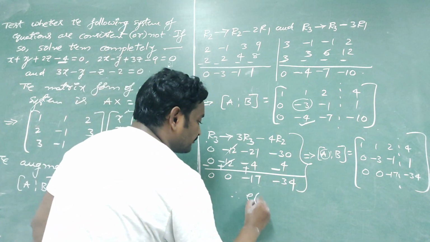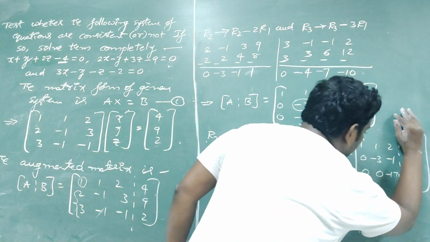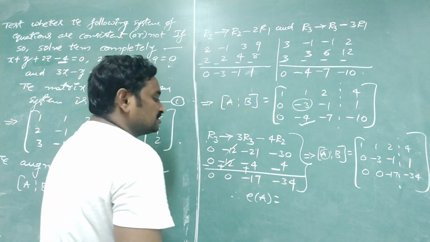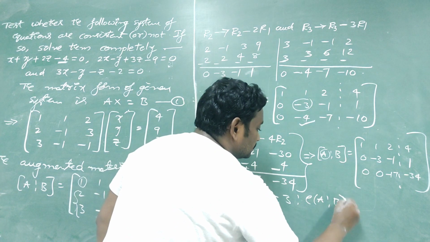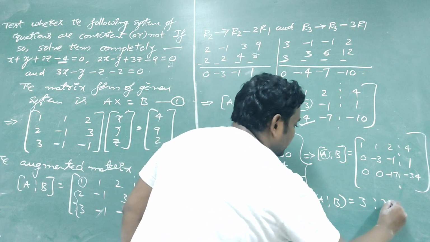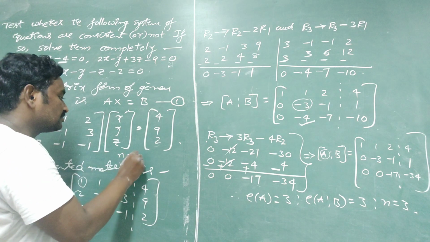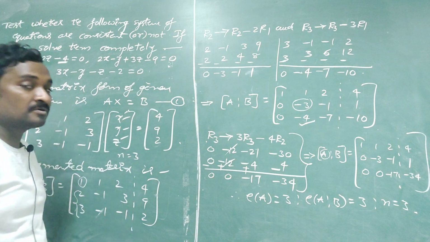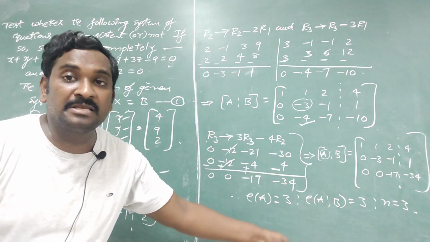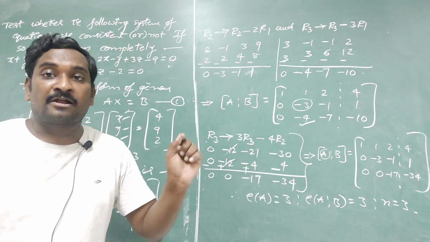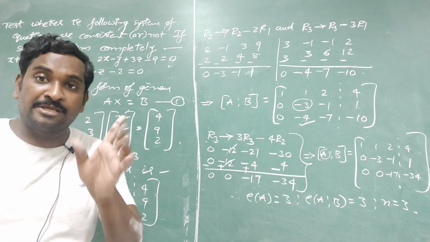So rank of A is equal to number of non-zero rows in A. For A, you can close the last column. So number of non-zero rows is 3 and rank of AB is also 3. Also we are observing that number of unknowns in the given system, here also n is equal to 3. X, Y, Z are the unknowns, nothing but variables. That's why rank of A is equal to rank of AB is equal to number of unknowns. Then according to the procedure, given system is consistent and it has only unique solution.